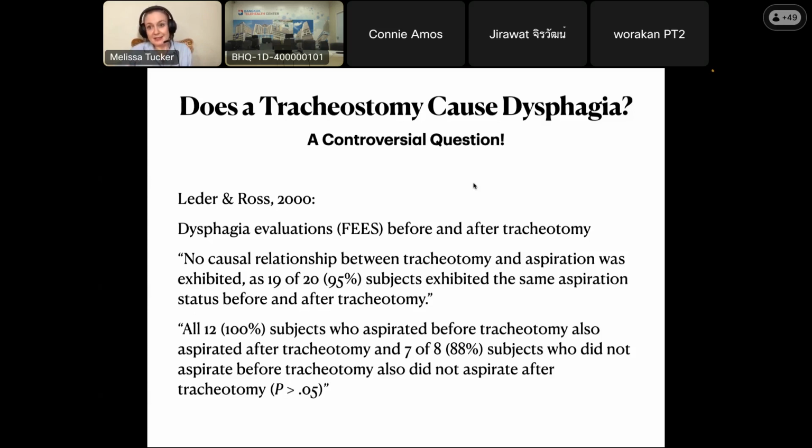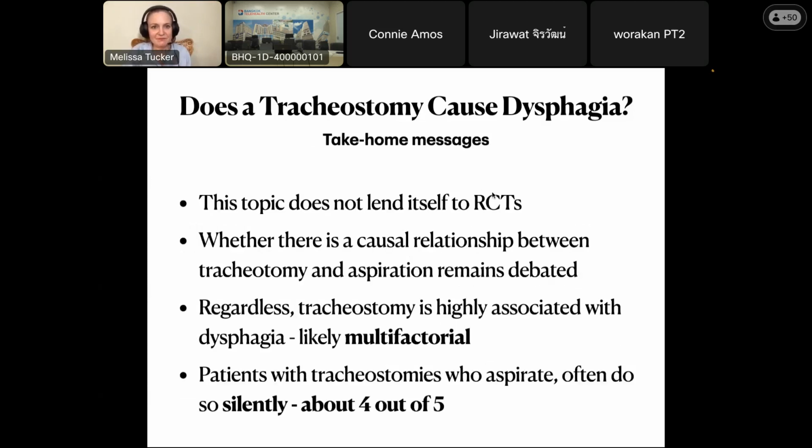Leder and colleagues also replicated this study. I think in 2010, they came out with another version with a different patient cohort showing almost the same thing. And Dr. Leder was always very blunt in his article titles and in his wording, and he wrote something like confirming no causal relationship between tracheostomy and aspiration in his follow-up article. I have all that in my references.